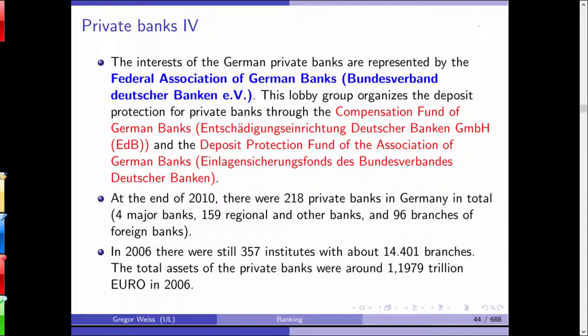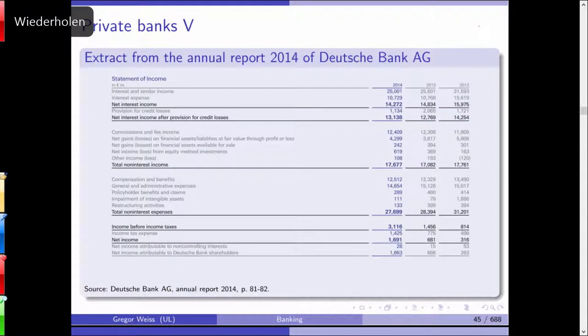At the end of 2010, we had approximately 218 private banks. Now it's even less. Four major banks, 160 regional banks. In 2006, there were still 360 institutions. So the number of banks is going down and down and down. Banks are merging. Some banks are even closing down, and it's decreasing. Okay. To give you an idea, I will not go into too much detail here.